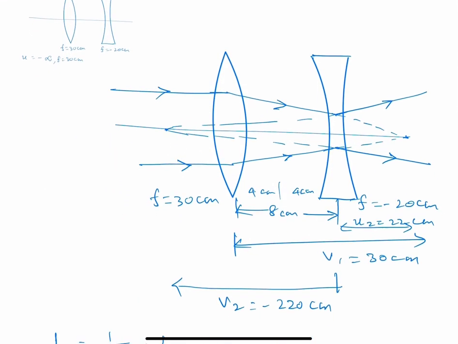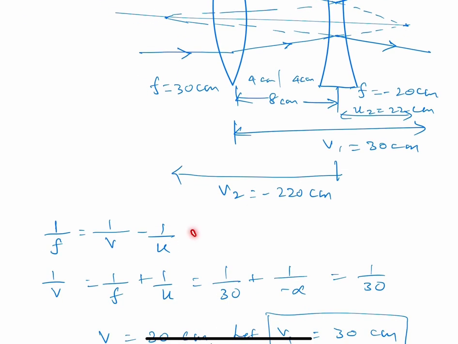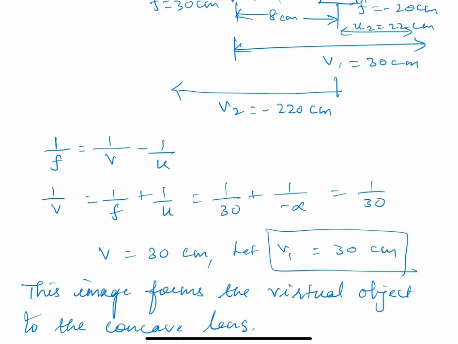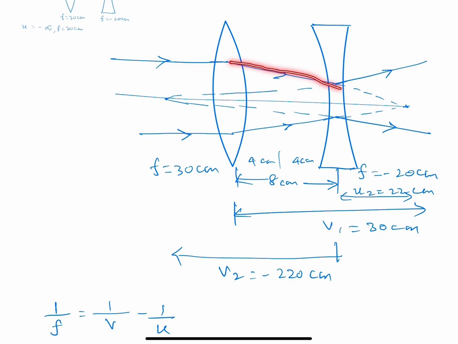So this parallel beam is the incident ray. Let's say first it falls on the convex lens. We'll find the distance where the image is obtained using this equation. We know the values. The object is at infinity, so v is going to be 30 centimeter. Let's say it is v1, because it's the image formed by the first lens. It's a convex lens, it converges, and we find the distance v1 is 30 centimeter.